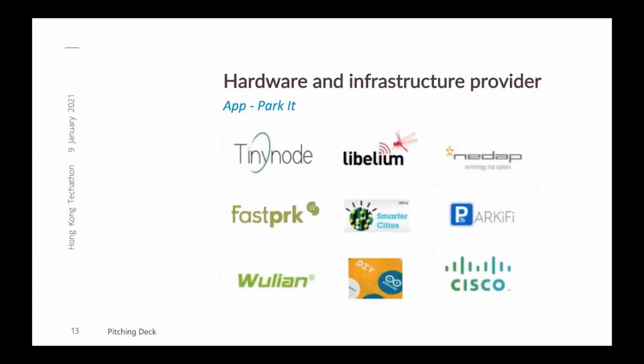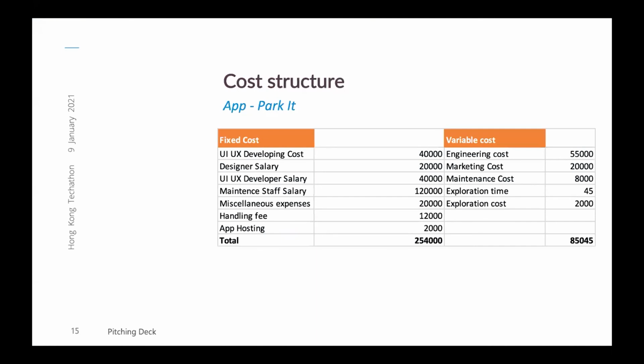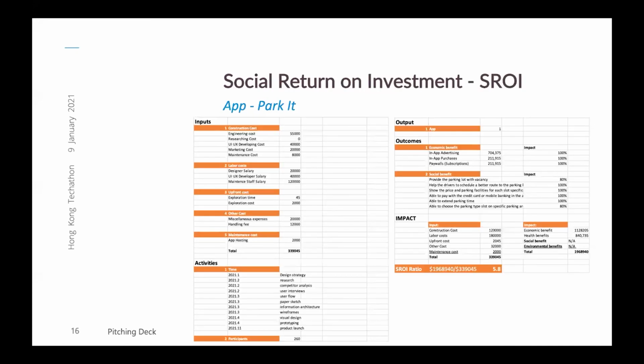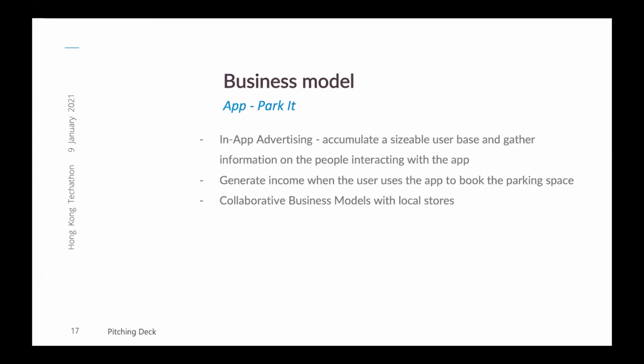So here is some hardware and infrastructure provider that we have found. And for the finance part, here's the cost structure of our app, and we have also calculated the social return on investment, and the ratio is about 5.8 for the SROI. And we believe that the business model, the first part is to have the in-app advertising.